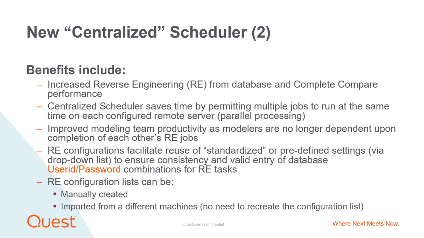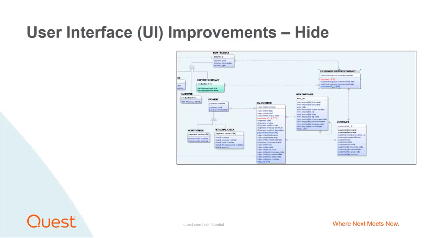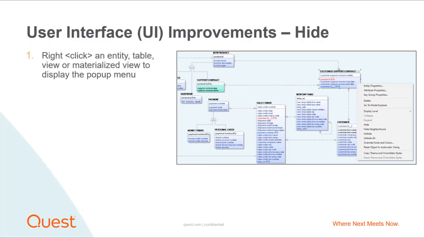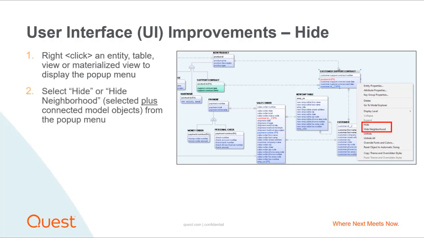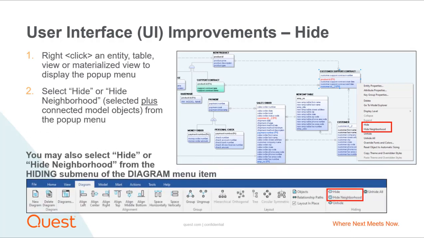Also note, Complete Compare can now be included as part of a scheduled RE job, enabling modelers to compare the RE result with the Mart model itself. New in this release is the ability for modelers to hide model objects in order to simplify diagrams. Entities, tables, views, and material views may be hidden. You may also select Hide or Hide Neighborhood from the Hiding submenu of the Diagram menu item.